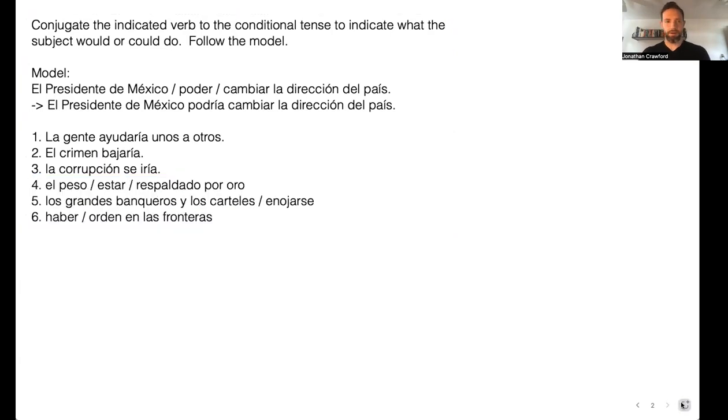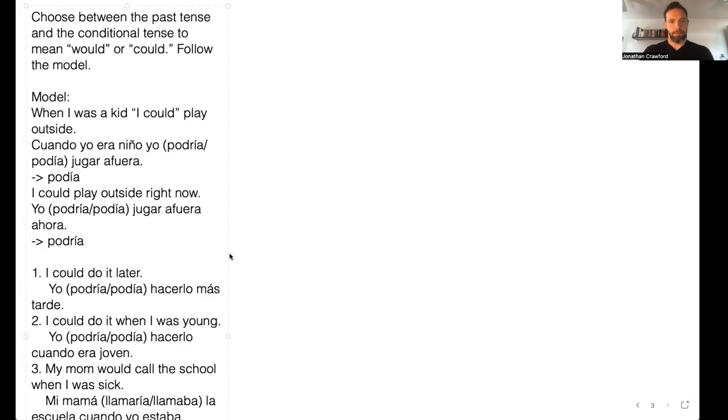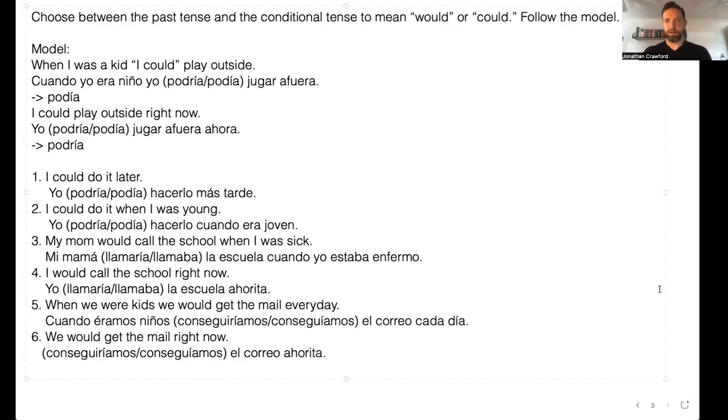Let's do another one. Let's do one more here. This one will be less work for you. All right. Let me spread this out a little bit. It looks bigger, but it's actually easier.